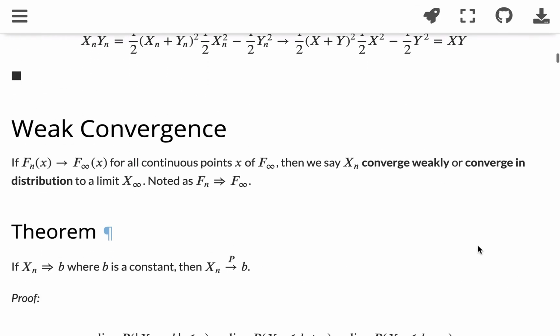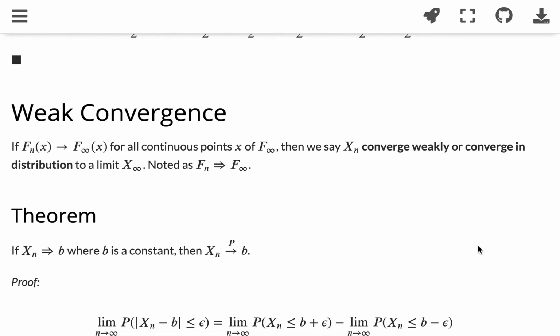So the next section I want to talk about is weak convergence. It's a little bit longer section and it's a very important section. It lays out the foundations of how we want to prove the central limit theorem as well, and some very important theorems within this section as well. The Helly selection theorem is a very important one, so let's go through that.